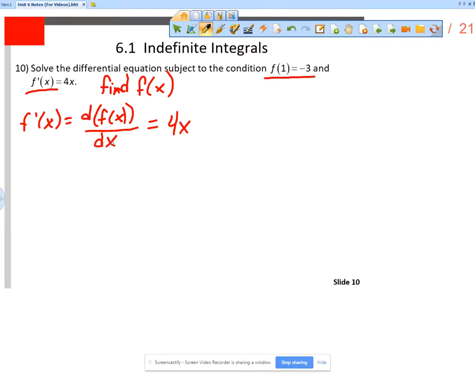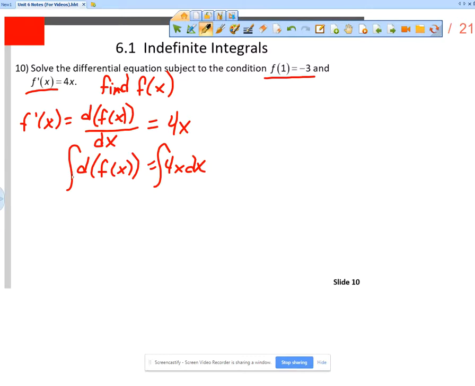Because in order to integrate, we actually have to have a differential on both sides of the equation. So I'm going to multiply both sides of the equation by dx. So I get df of x is equal to 4x dx. Now I have a differential, the df of x and the dx, on both sides of the equation. So now I can integrate.